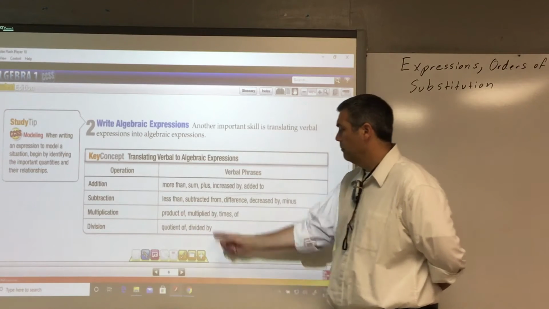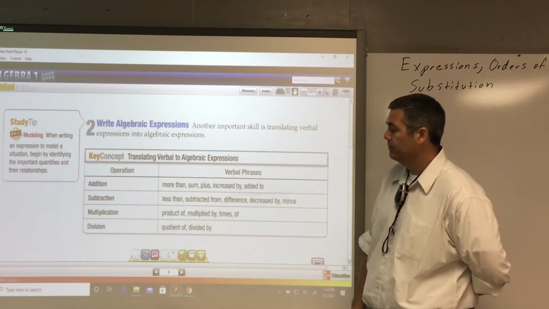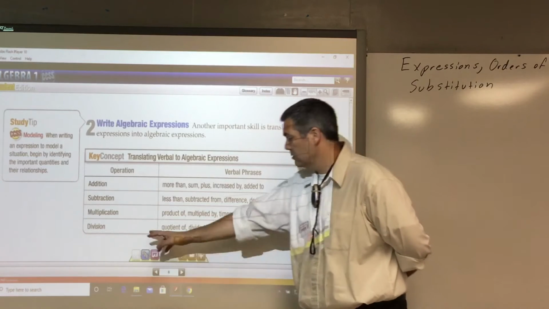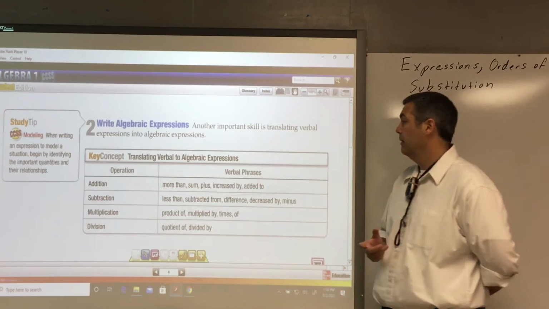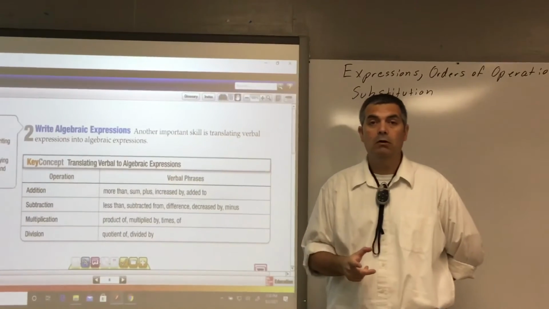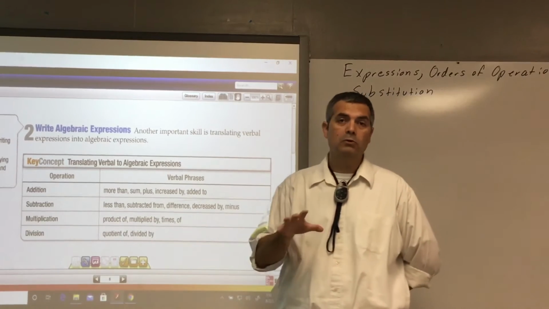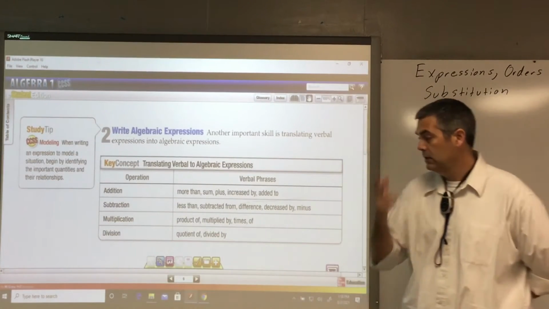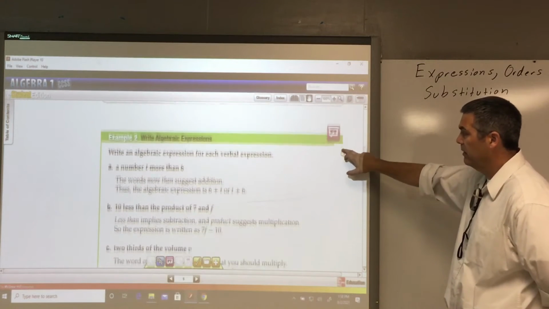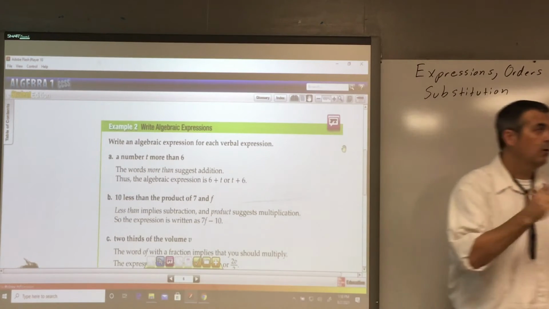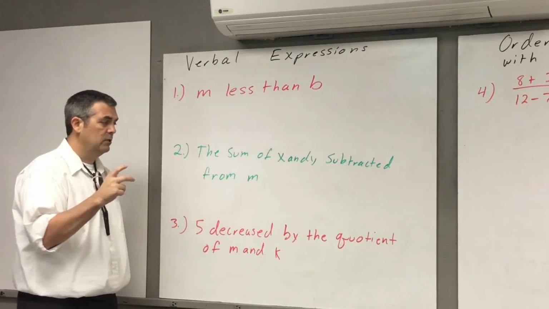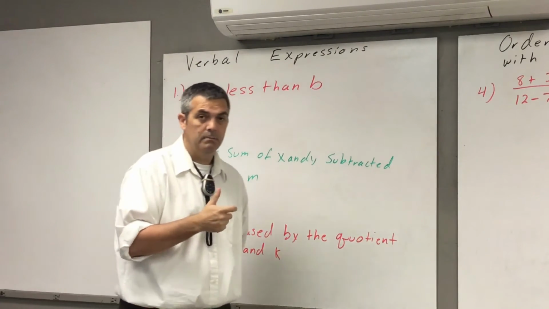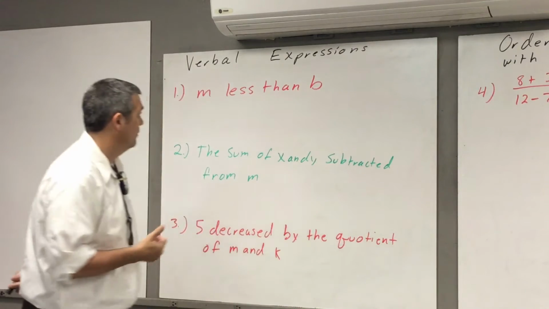Multiplication: product of, multiplied by, times, of. Okay, so be aware of this. Division: quotient of, divided by. You'll see other words that are also included in this. There's lots of lists online that give you an almost comprehensive list. So if you need those, look them up, because they're very, very helpful. Okay, so I'm going to go from here over to here, because we got some good examples put up here. And we got some of the more tricky ones that you got to watch for, and the ones that are commonly missed. So we're going to be aware of this.